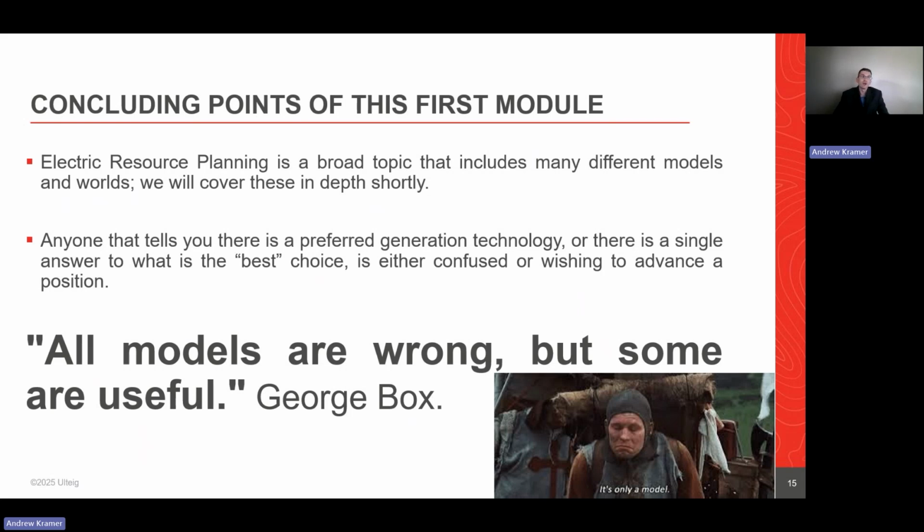Anyone that tells you there's one preferred generation technology or there is a single answer to what is the best choice is either confused or kind of wishing to advance a position. And what I would say is, let's say you are trying to advance a position. Let's say you have a decarbonization goal, which can be very noble. Be aware, though, you want to be armed with the facts of what the limits are of the technologies you might be looking at, the clean energy technologies.